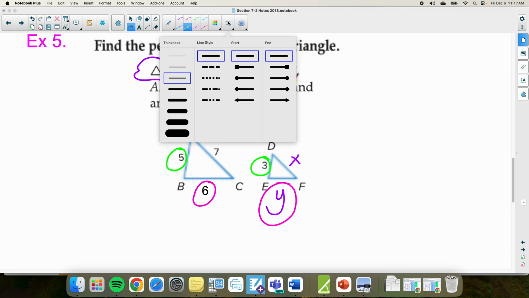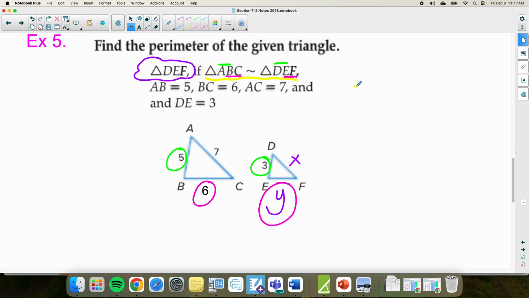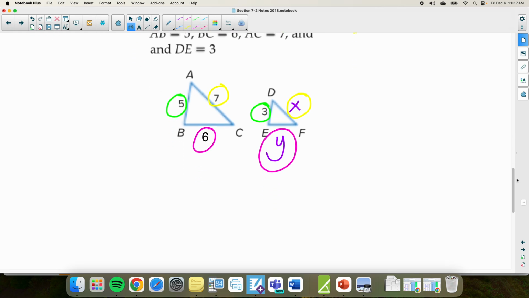And then AC is the first and last, that's this one. That's going to correspond to DF right here, okay? So I could do 2 proportions here, one to find X and one to find Y. Neither of them would be hard. So do you guys get if I just want to do X, I can ignore the pink down here? And I could go green over green, which is 5 over 3, equals yellow over yellow, which is 7 over X. Then we would cross multiply.